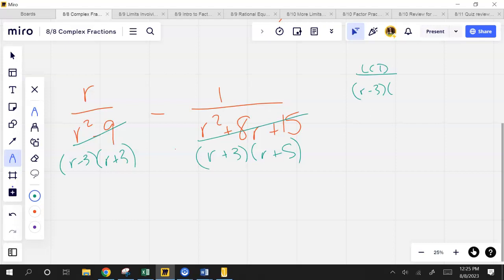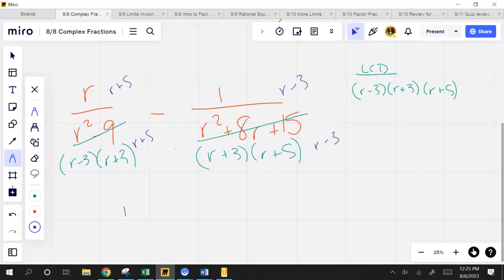Okay, not what you have. What do you think? Looking at this problem, what do you think the LCD is? R minus 3, R minus 3, R plus 3. Yeah, that would be exactly correct. So the first one needs what? R plus 5. What's the second one need? R minus 3.